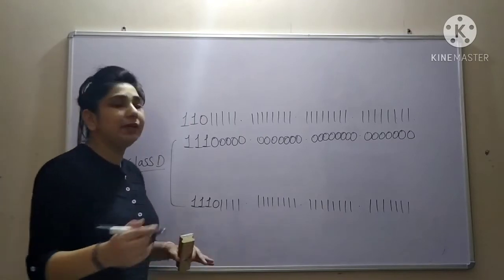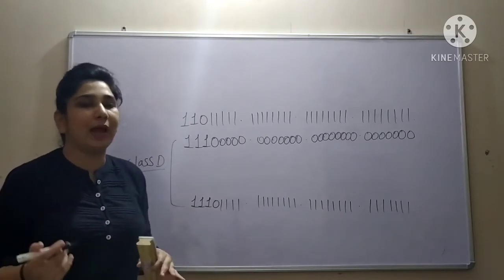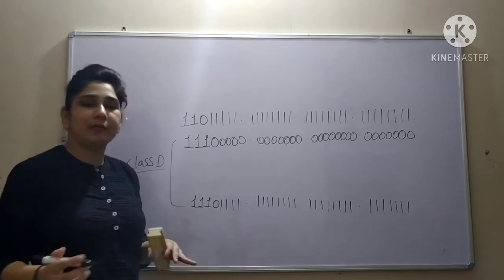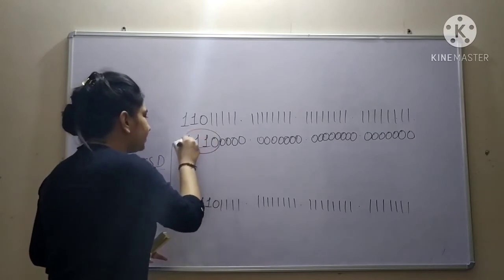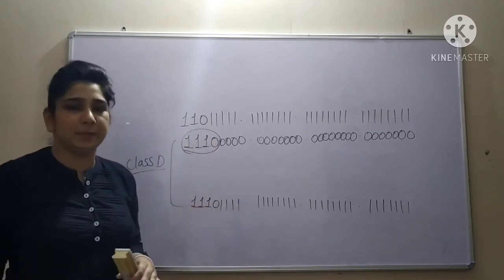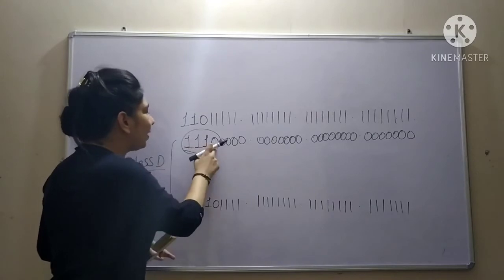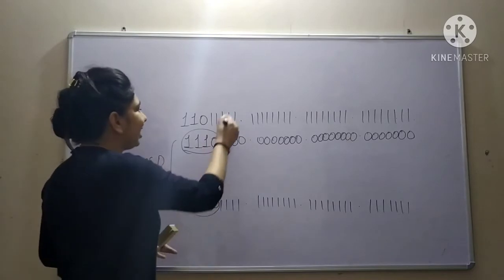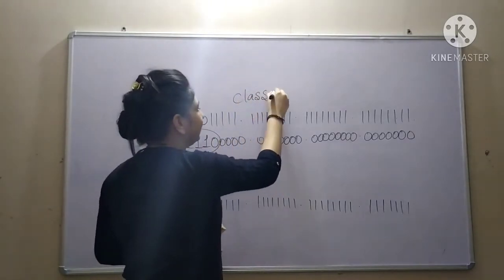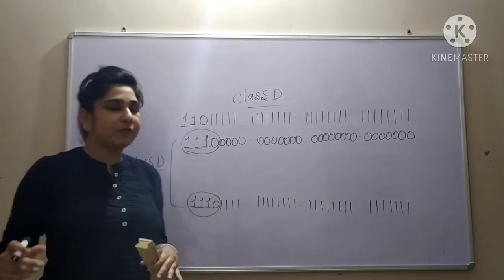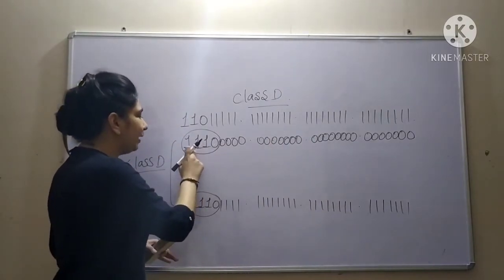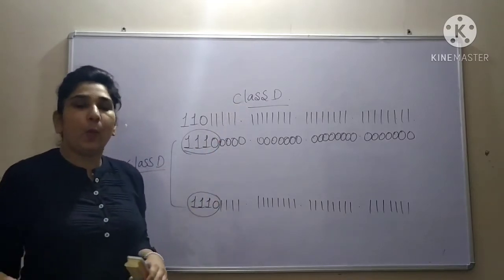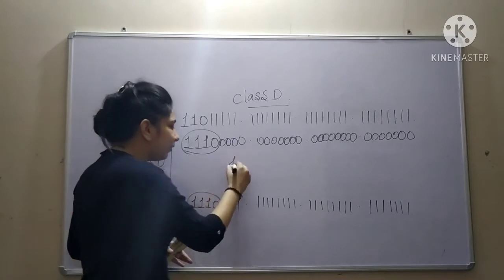Even if you are given any IP address and you have to determine which class it belongs to, how can you find out? Check the first 4 bits of the first octet of an IP address. If it is 1110, then you can say that the IP address belongs to class D. What is the second option? You can find the range.